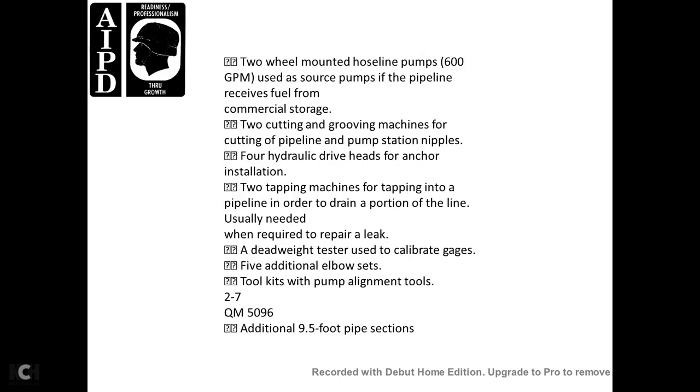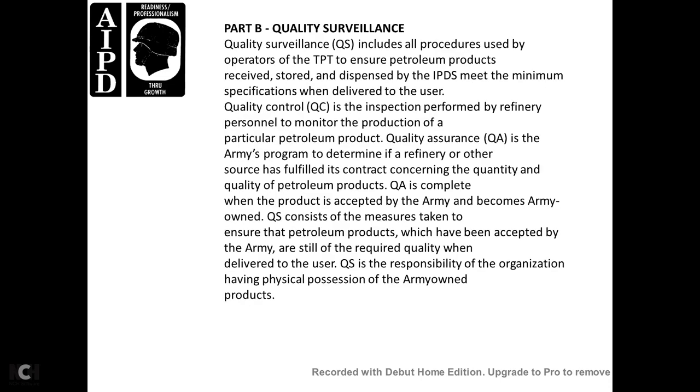5 containers of equipment include 2 wheel-mounted hose line pumps of 600 gallons per minute, using as the source of the pumps in the pipeline fuel received from commercial storage, 2 cutting and grooving machines for cutting in the pipeline pumping station nipple, 4 hydraulic drive heads for anchor installation, 2 tapping machines for tapping into the pipeline or draining a portion of the line, usually needed when required to repair a leak. The dead weight tester used to calibrate the gauges, 5 additional elbow sets, a toolkit with pump alignment tools, and additional 9.5 foot pipe sections.